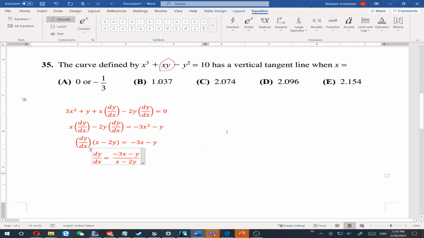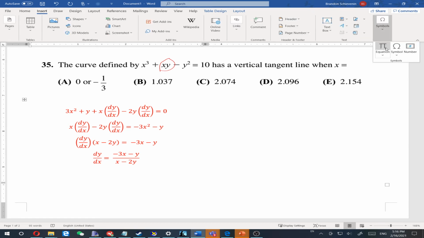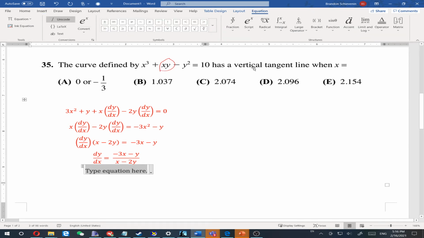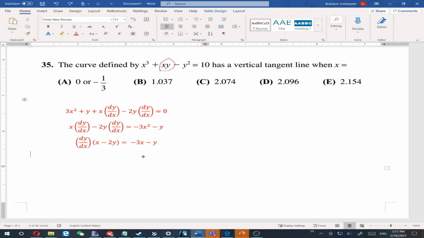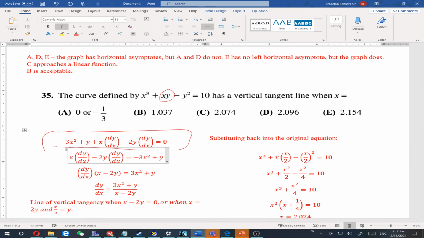Okay, so I'll have something like this. And so if that's true, then I'm gonna have a vertical tangent line whenever x minus 2y is equal to 0. Whenever x minus 2y is equal to 0, go back, because I can just change these signs here. This doesn't actually change anything that we'll need to do. I got really lucky with this.